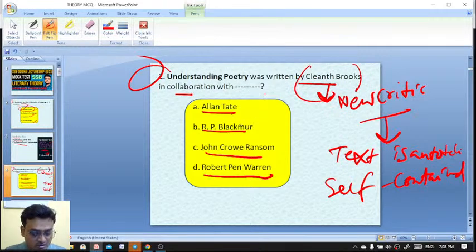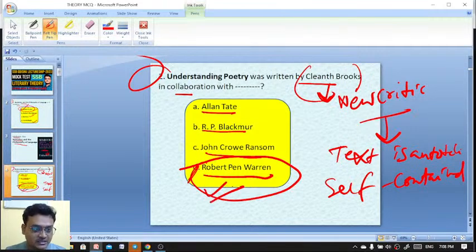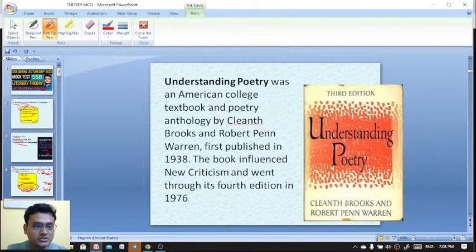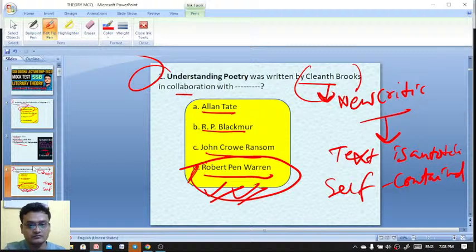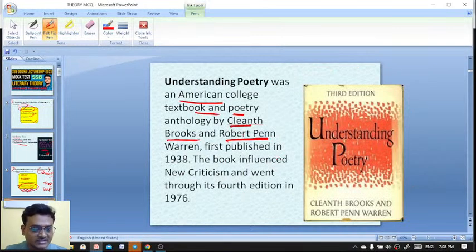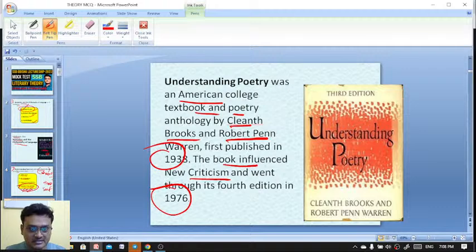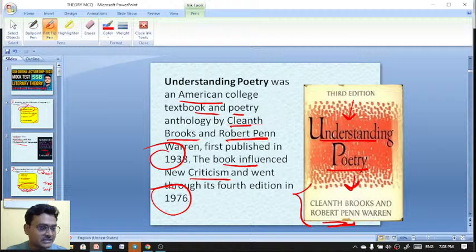So here the right answer is D, Understanding Poetry by Robert Penn Warren. Exactly. Understanding Poetry was an American college textbook and poetry anthology by Cleanth Brooks and Robert Penn Warren. They wrote it in collaboration. This work was first published in the year 1938. The book influenced the New Criticism and went through its fourth edition in 1976. And here you see the third edition. Cleanth Brooks and Robert Penn Warren are the writers; in collaboration, this book was written.